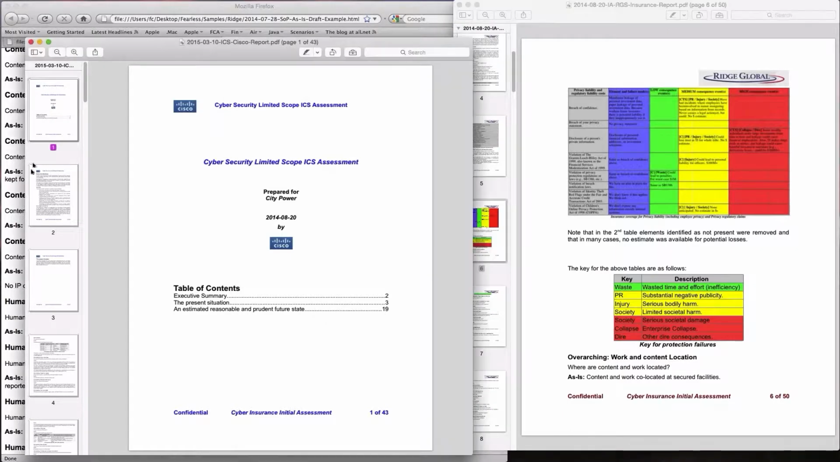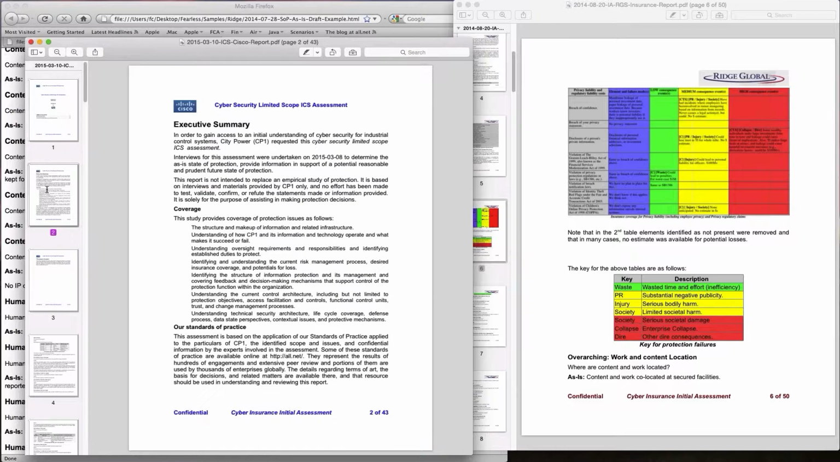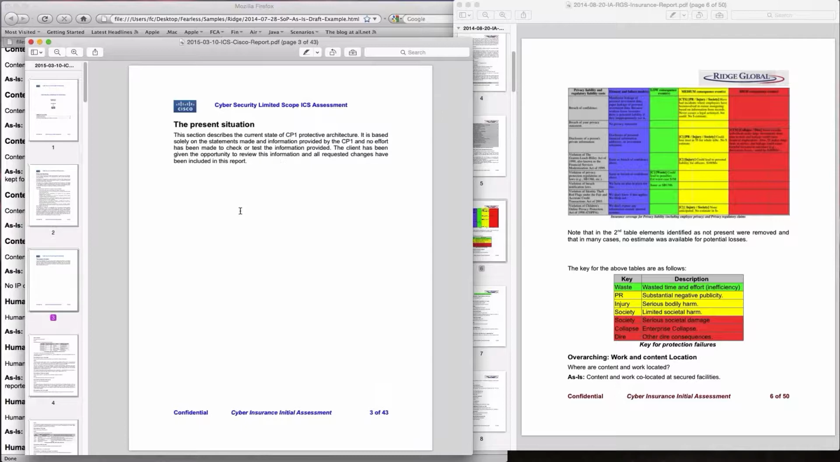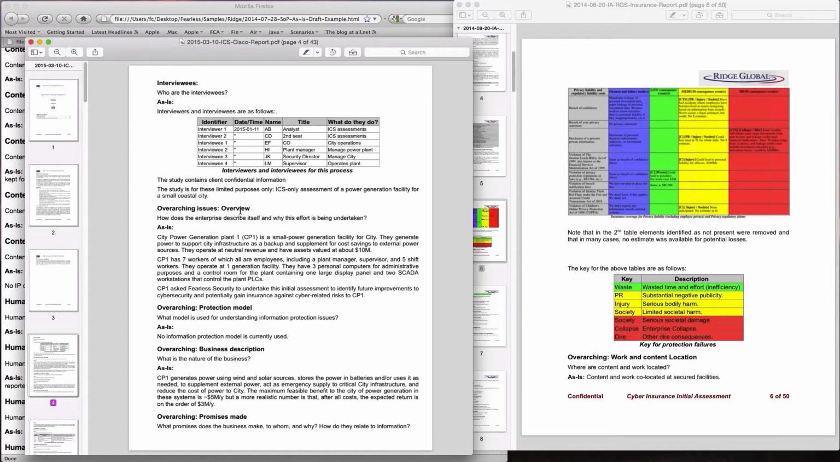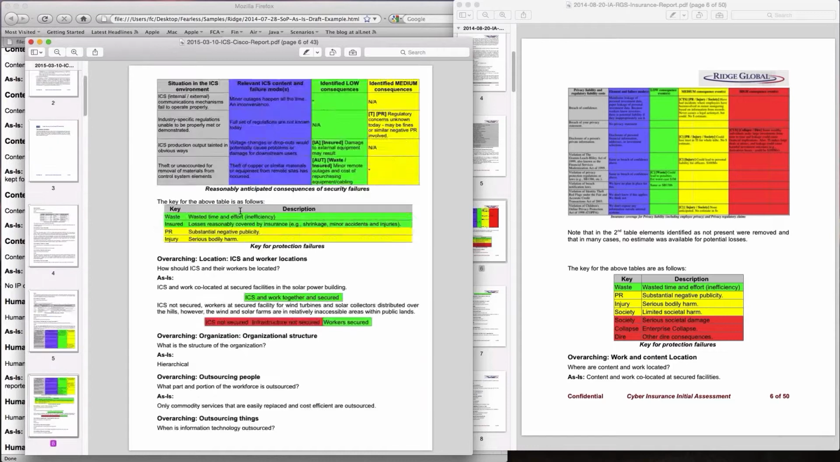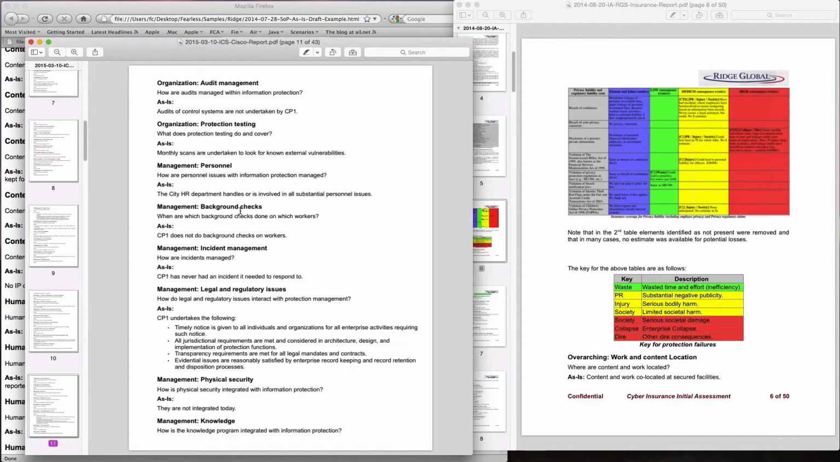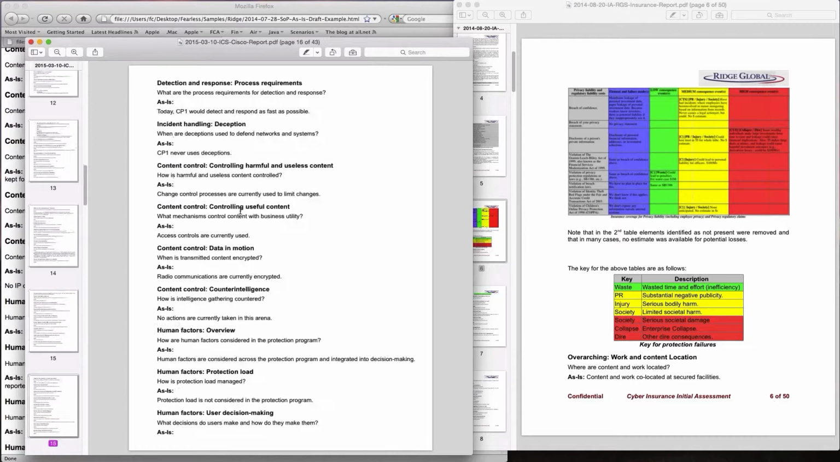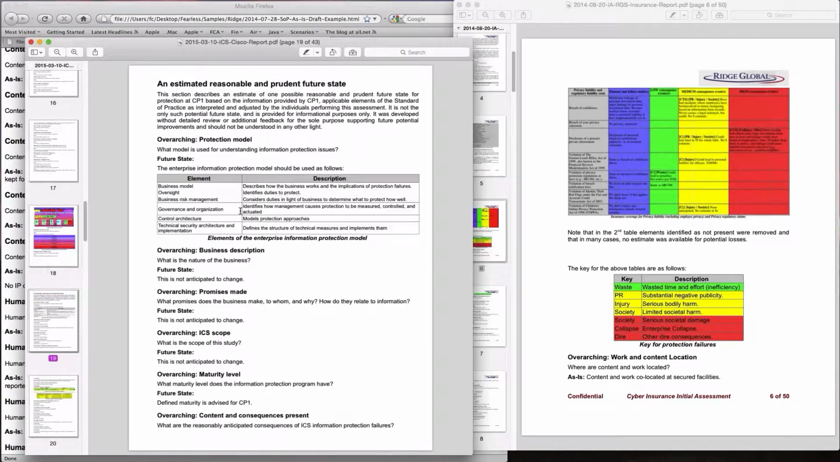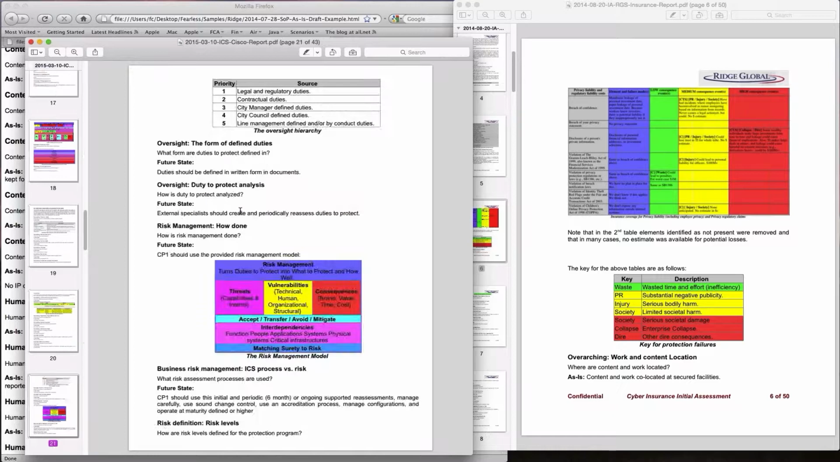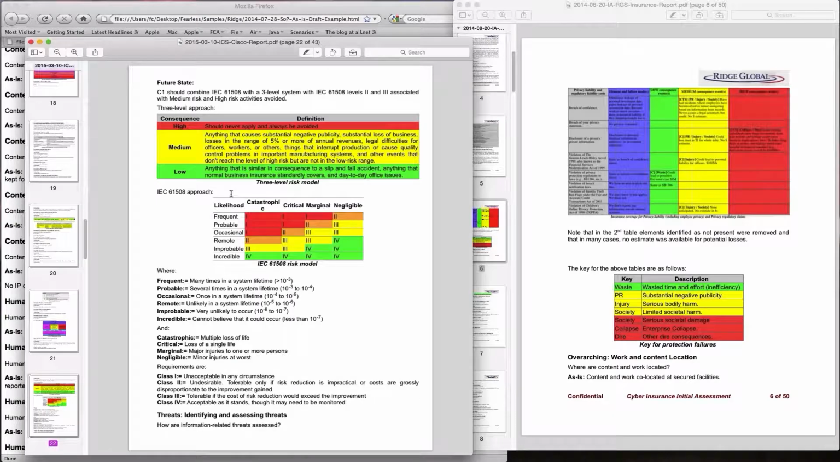This one's an industrial control systems report. There's almost always some details in an executive summary that talk about the key issues that an executive would want to know about. We walk through the present situation. Same information you saw before, formatted to look a little bit better. You see the same information that you saw in the tool. And then there's a future state that we identify.